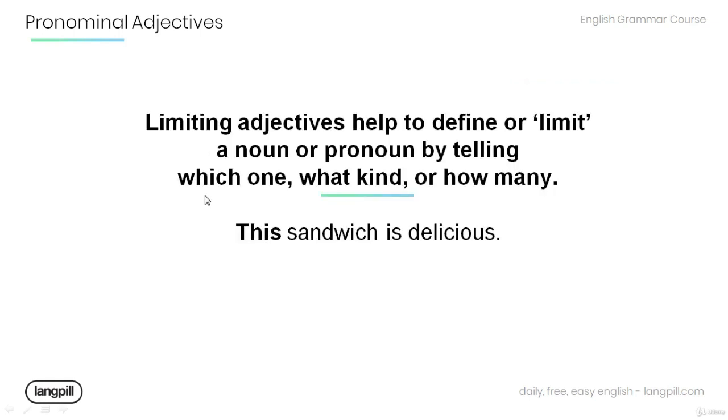Now, limiting adjectives help to define or limit a noun or pronoun by telling which one, what kind, or how many. Have a look at the example over here. This sandwich is delicious. Now, this is a limiting adjective, and it defines the noun sandwich. It tells us which sandwich is delicious.